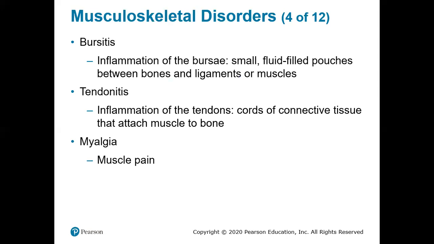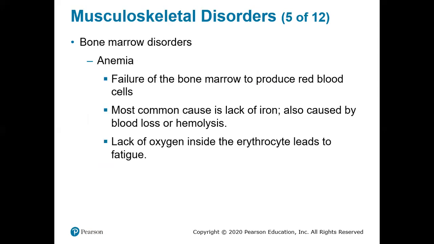Bursitis is an inflammation of the bursa, which are small fluid-filled pouches between bones and ligaments or muscles. We have tendonitis, that is inflammation of the tendons, which are cords of connective tissue that attach muscle to bone. Myalgia refers to muscle pain. Anemia is the failure of the bone marrow to produce red blood cells. Most common cause is lack of iron, also caused by blood loss or hemolysis. Lack of oxygen inside the erythrocyte leads to fatigue.